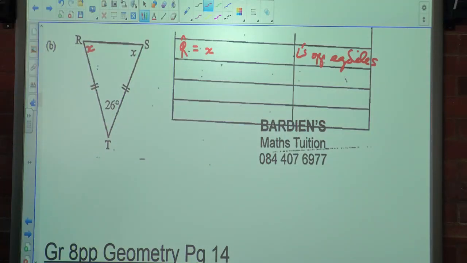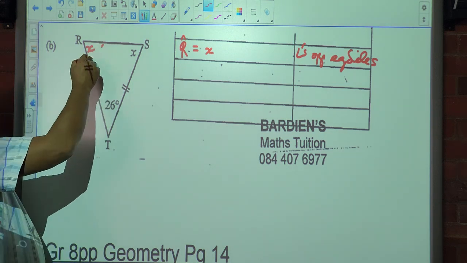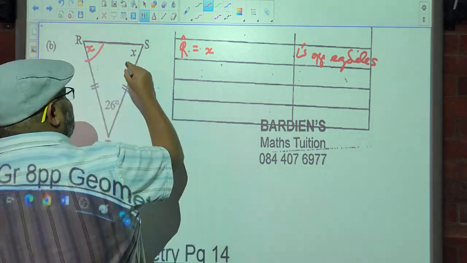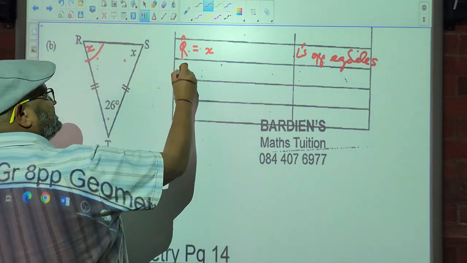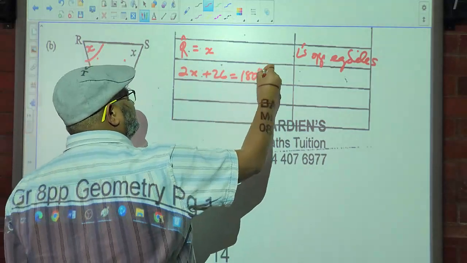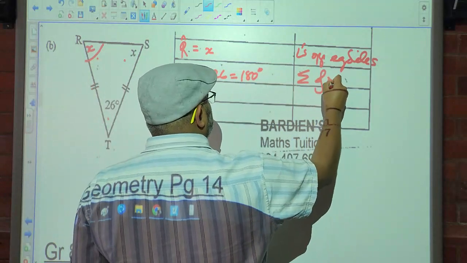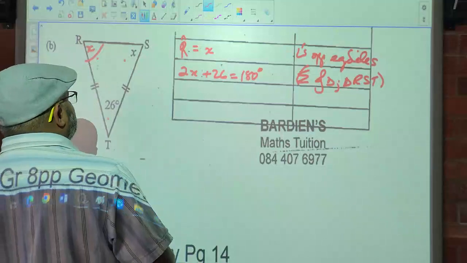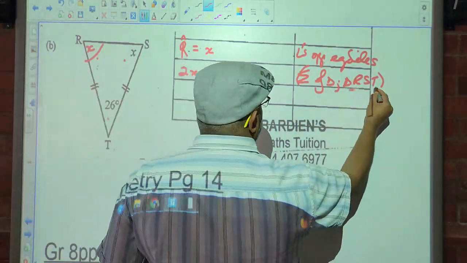So we can't just say x plus 26 equal to 180, sum of triangles. Why? Because we don't have this angle marked here. Remember, if it's not on the diagram, we must state it with reason, not so? So what do we say? X plus 26 equals 180. Why? Sum of triangles, and it's triangle RST. Do I have to say this part here? No.